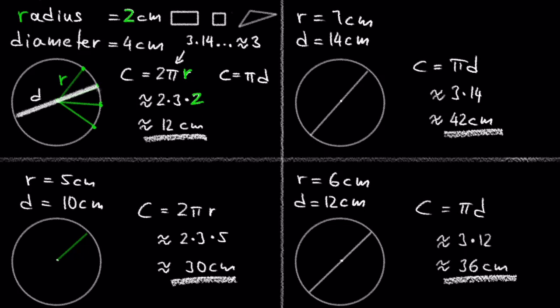Always keep in mind that the solutions are not exact because we used 3 instead of pi, which is 3.14 and so on. The more exact you want to get your solution, the more digits of pi you have to use. If you have any questions, feel free to ask me in the comments.